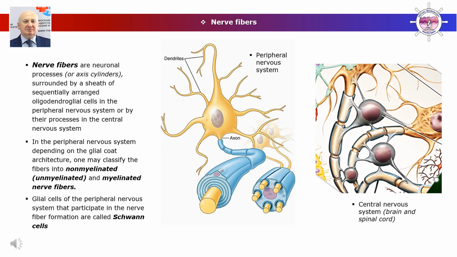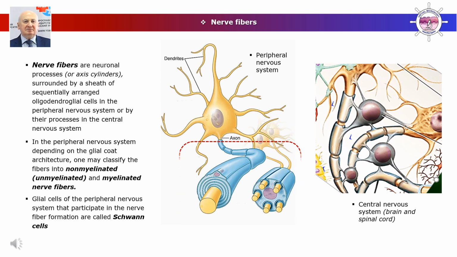The main neuronal feature is to reflect environmental impacts by modifying electric tension on cell membranes. Thereby the cells conduct nerve impulses via their system of cell processes surrounded by glial cells, denoted as nerve fibers. Nerve fibers are neuronal processes, or axis cylinders, surrounded by a sheath of sequentially arranged oligodendroglial cells in the peripheral nervous system, or by their processes in the central nervous system.